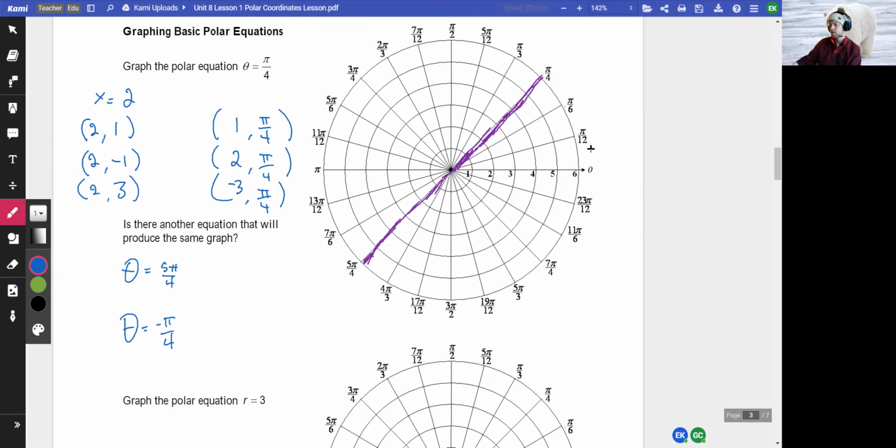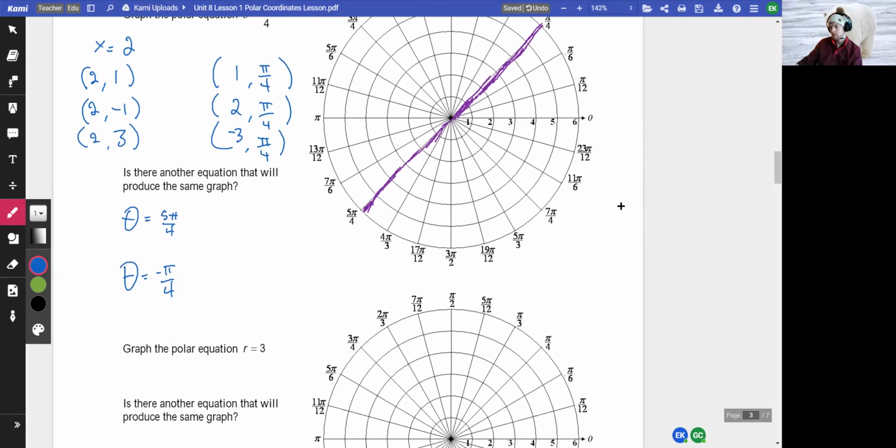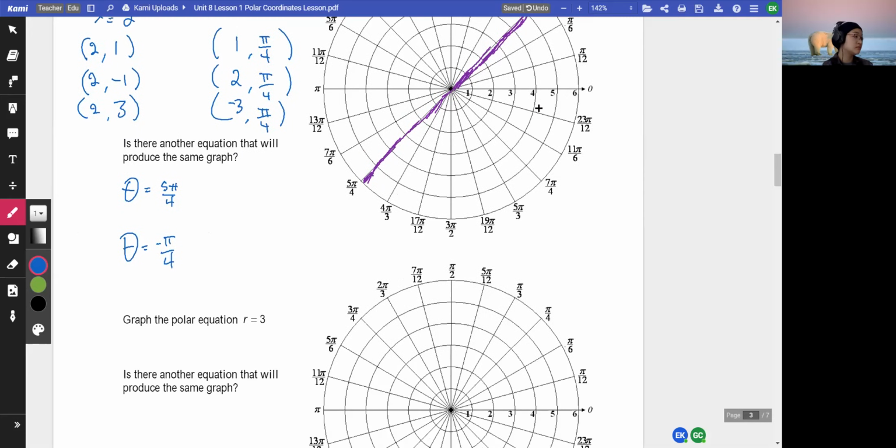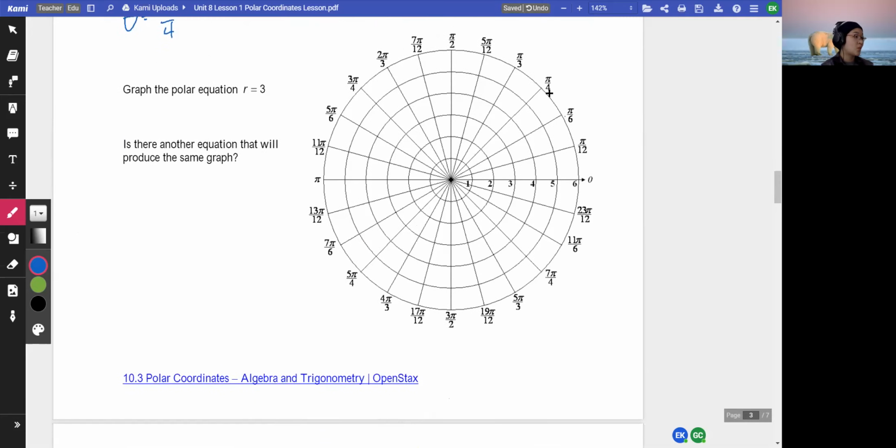Polar coordinates, once again, it's not a bad thing, but it is something that we need to be cognizant of, and that is we can describe things in multiple ways. How about graphing the polar equation r equals 3? Well, that means that we need to look at this 3 and just graph everywhere on it. So Kami. Boom.